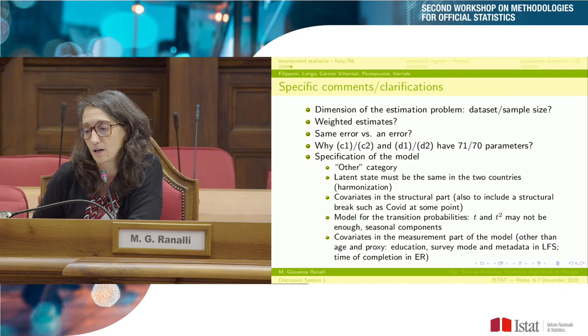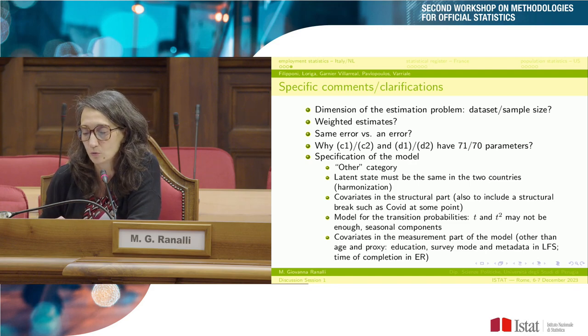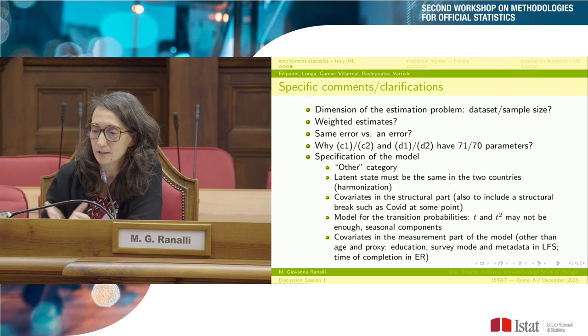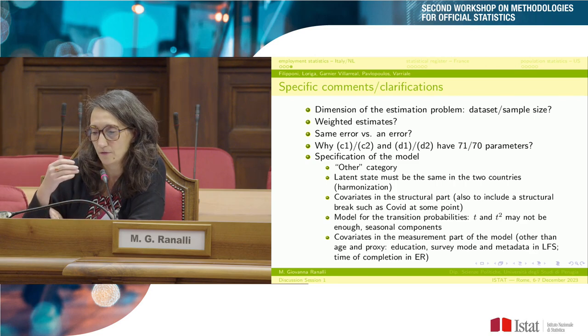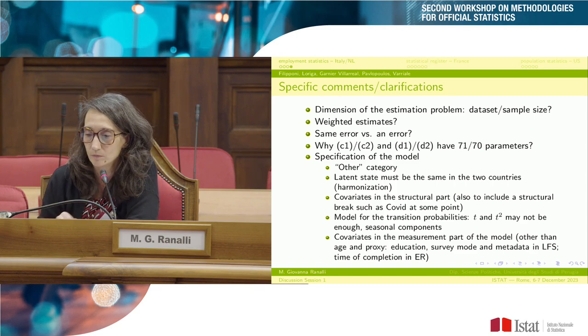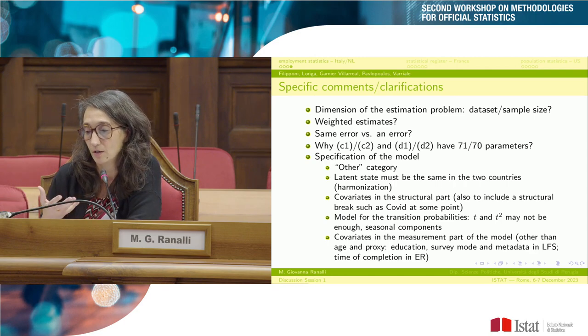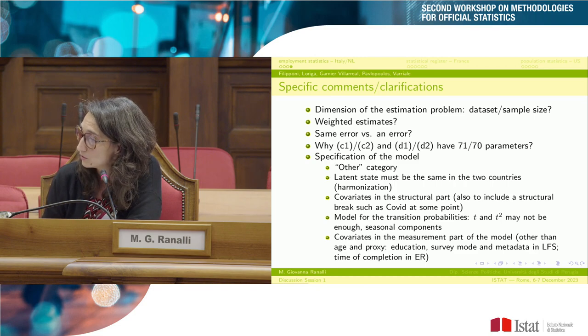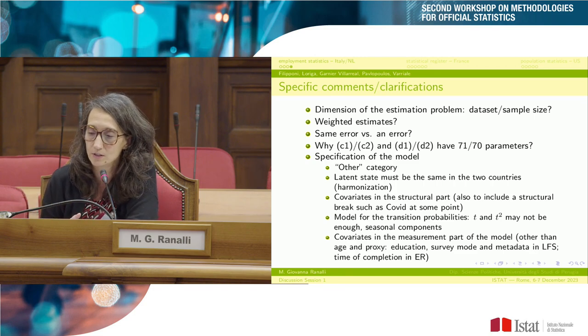And then some comments that you may want to look at in the future. You said at the end that you may want to further specify the other category, so divide that more, I mean self-employed and the other, because you would get better estimates of the transition probability. I would stress the fact that you really want the latent state to mean the same in the two countries, and this is because of harmonization. This is a plus that I really like in the paper.